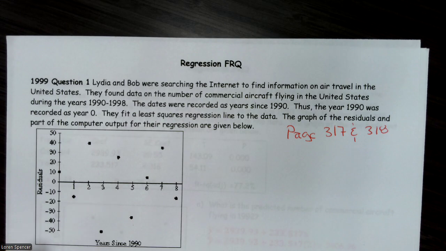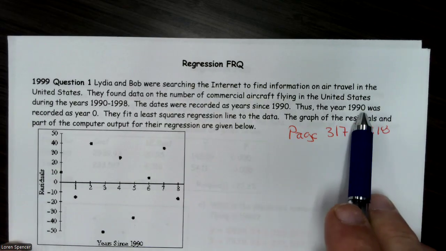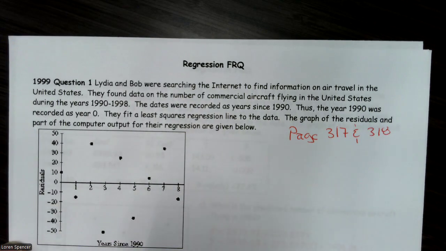It's question one. Lydia and Bob were searching the internet to find information on air travel in the United States. A likely story. They found data on the number of commercial aircraft flying in the United States during the years 1990 to 1998. The dates were recorded as years since 1990. Thus, the year 1990 was recorded as year zero. So 1990 was recorded as year zero.